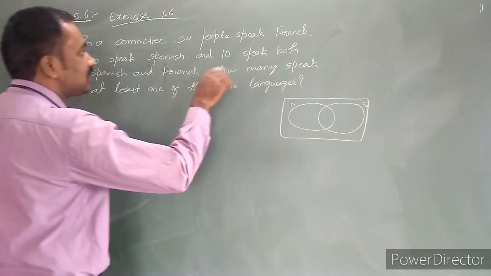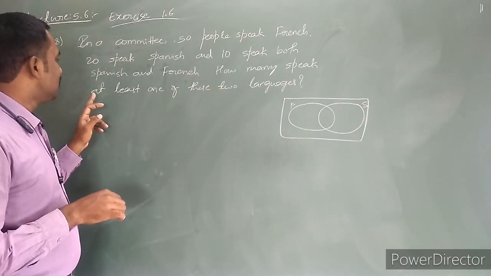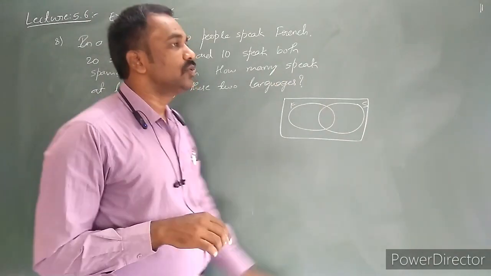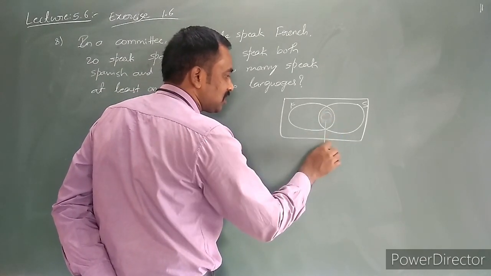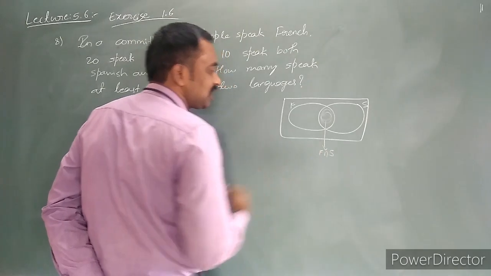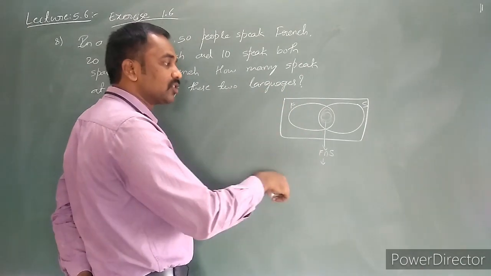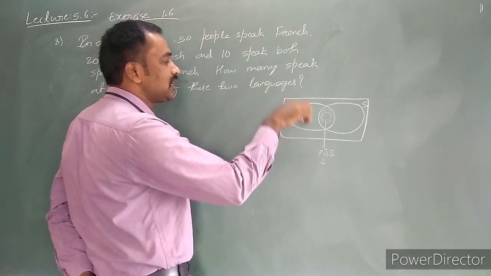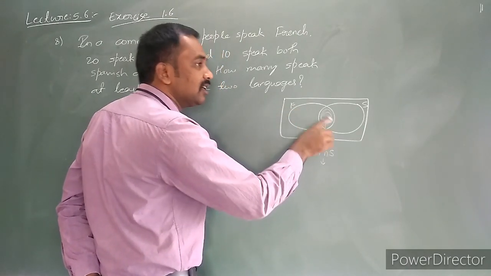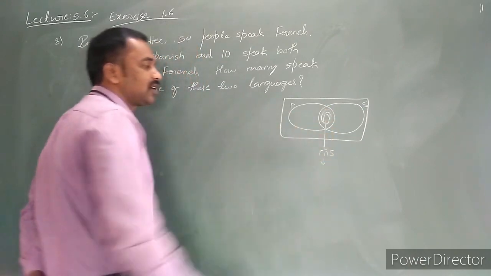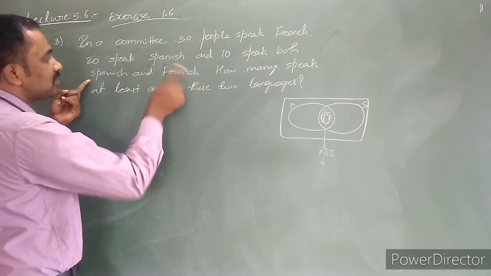That means next, and 10 speak both Spanish and French. How many speak at least one of these two languages? Here, what is this common part? This common part is intersection. That means F intersection S. In words, what we can say is that F intersection S is nothing but both. People who are speaking Spanish as well as French, both languages, come here. That is denoted as F intersection S. Both Spanish and French, that is also given.